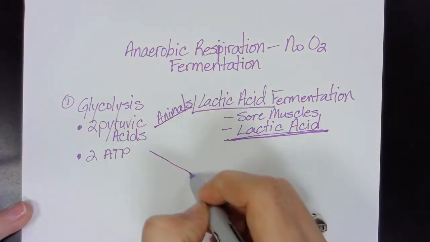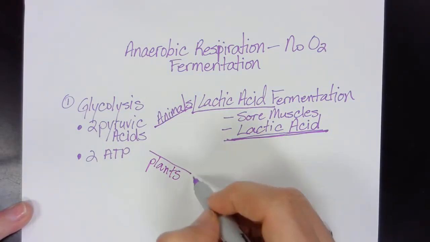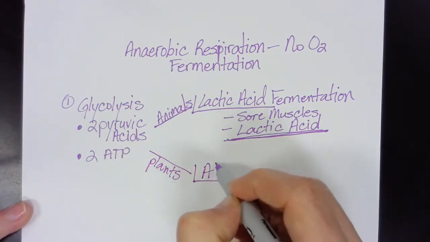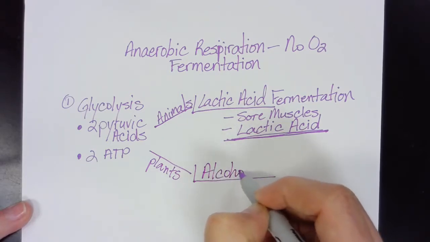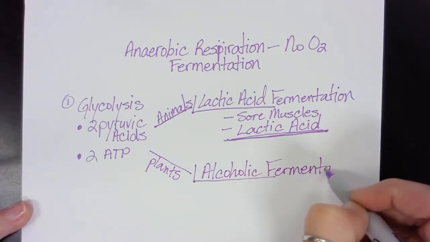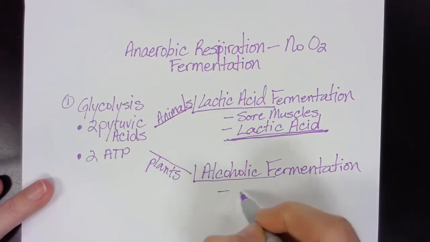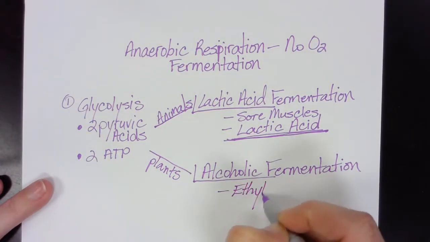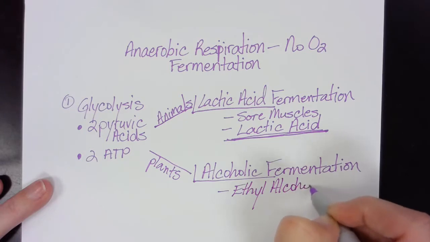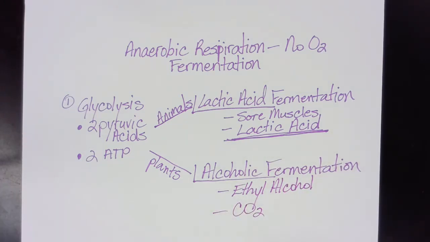Now for plants, they are able to go through what we call alcoholic fermentation. This is going to be mainly for bakers and brewers, because they are taking the bacteria and the yeast and they're going to make something called ethyl alcohol and carbon dioxide. Those are your 2 products for it.